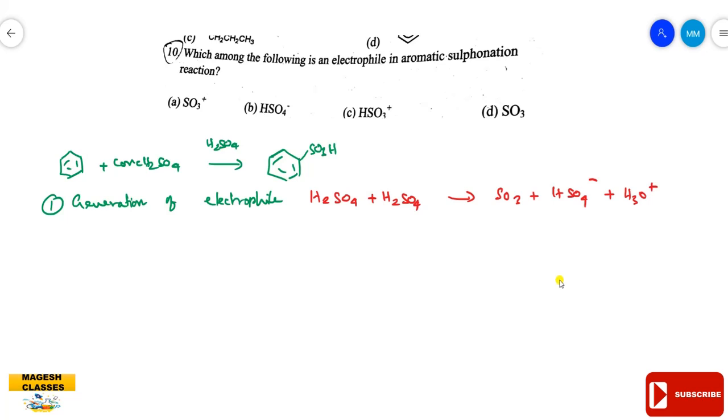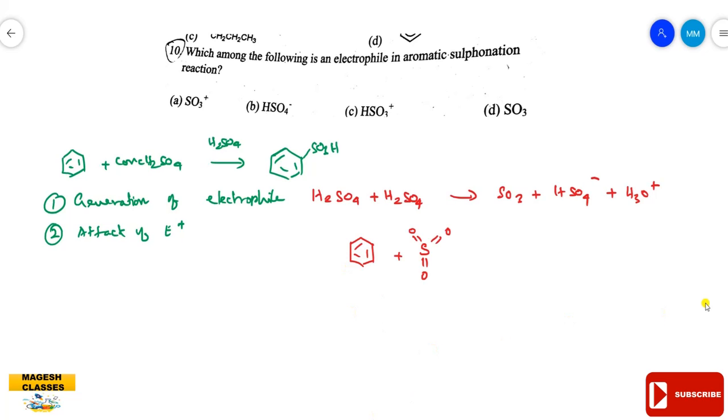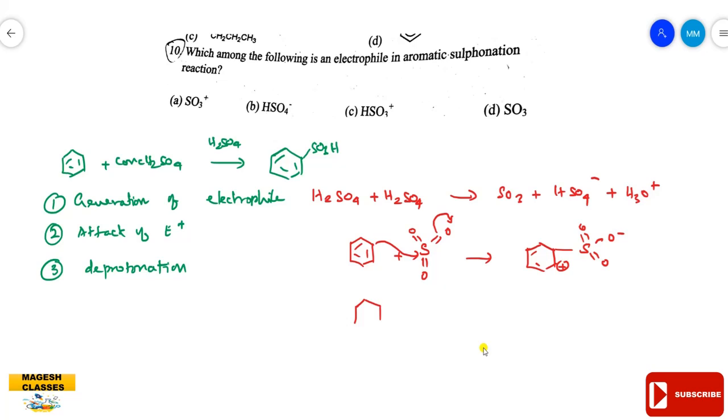Then the second step is the attack of the electrophile on the benzene nucleus. Sulfur trioxide is the electrophile here. Due to the electron deficiency on sulfur it is electrophilic, the oxygen carries the negative charge, and the sulfur trioxide is connected to the ring, so the ring carries the positive charge. The third step is the deprotonation of this species. This intermediate gets deprotonated.